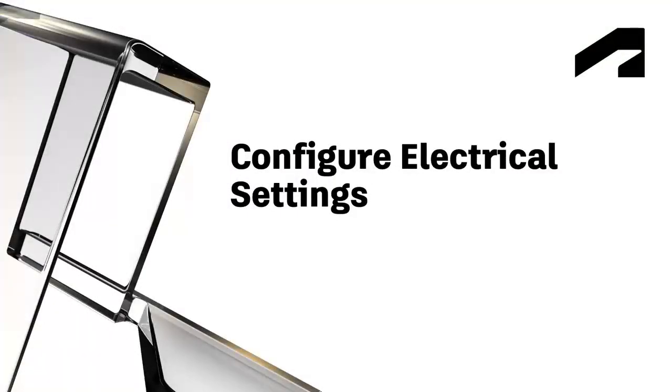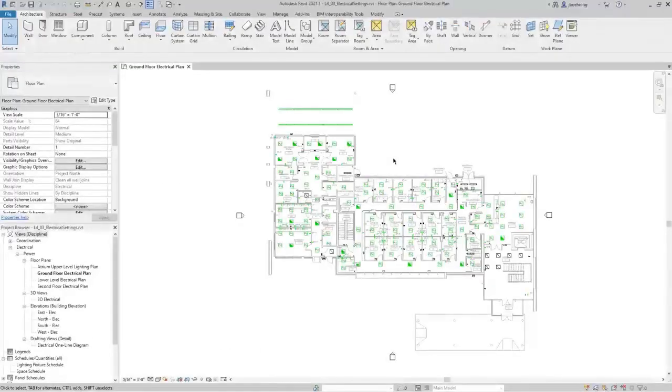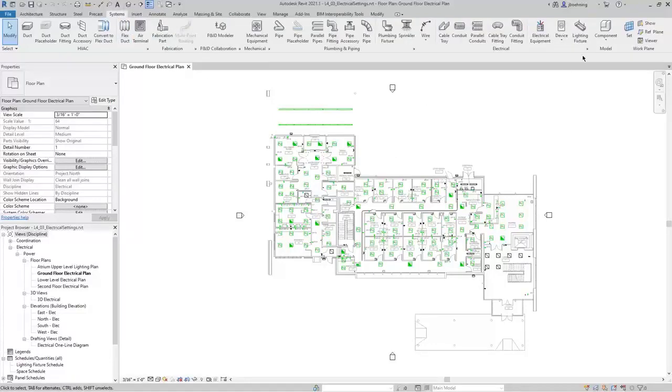In this video, we will cover adjusting electrical settings and creating circuit naming schemes. In Revit, there are several electrical settings that affect many aspects of the electrical design process. To access the electrical settings, switch to the Systems ribbon, and then on the electrical panel, click the dialog box launcher.